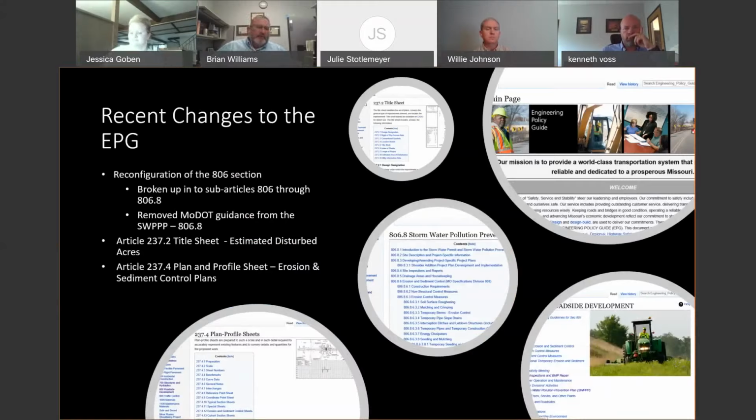And we took the opportunity after that consent decree, we rolled out and we broke up section 806 into smaller sections, 806.1 through 806.8. Obviously 806.8 is our statewide SWPPP, but we looked at breaking up the article into subsections that would be more beneficial to the department.